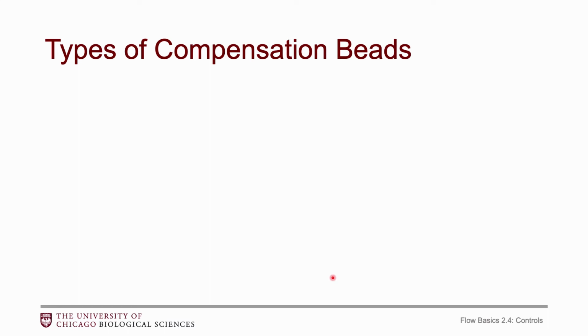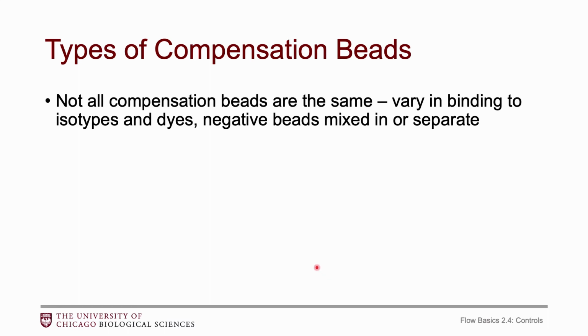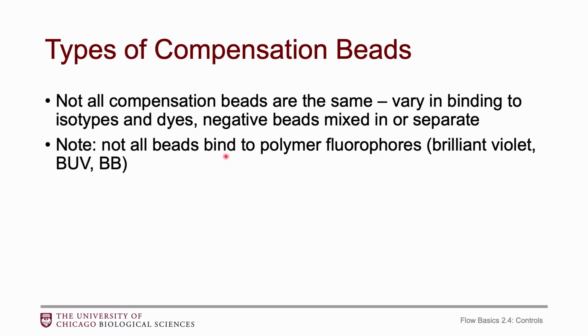Now, not all the beads are exactly the same, so some of them bind to different isotypes. Some of them have negative beads mixed in the tube or in a separate tube. The ones that I mentioned that have trouble binding to the beads, or they bind slightly differently and might give you results that are slightly off, are the fluorophores that are made with polymers, which are your Brilliant Violet dyes, your Brilliant UV dyes, and your Brilliant Blue dyes. So just kind of keep that in mind.